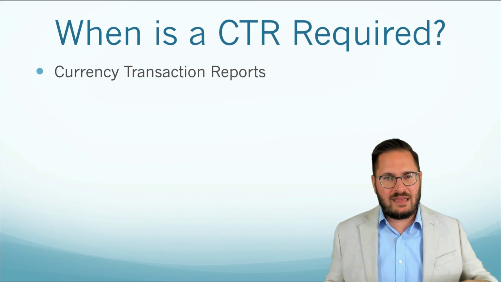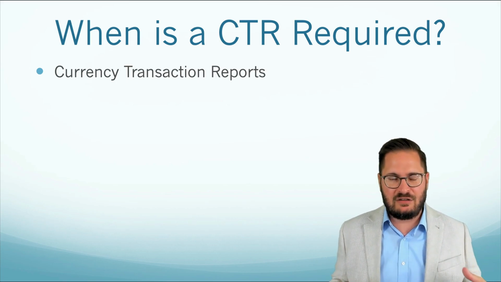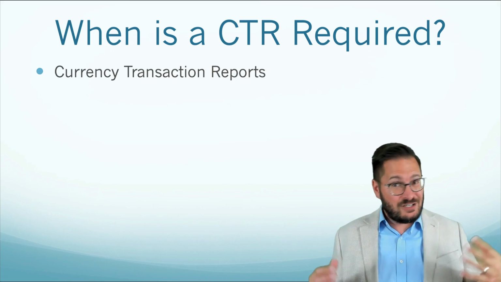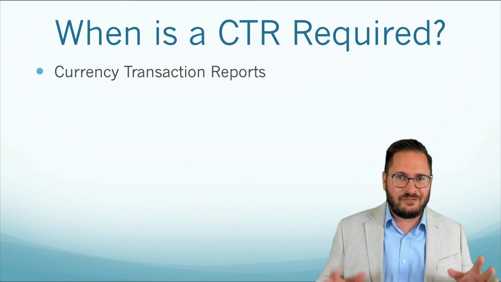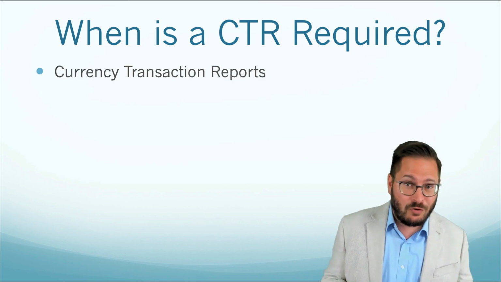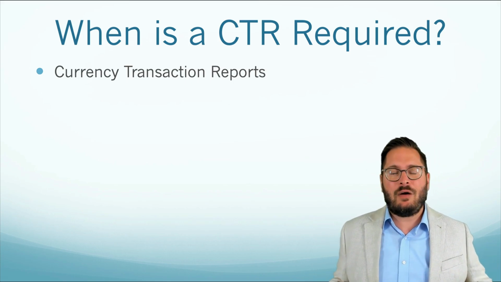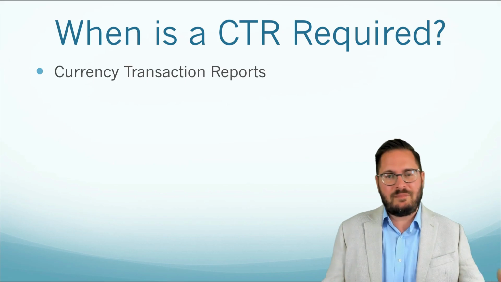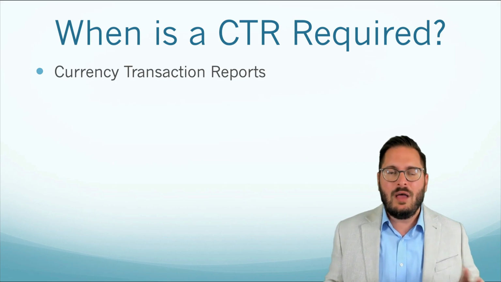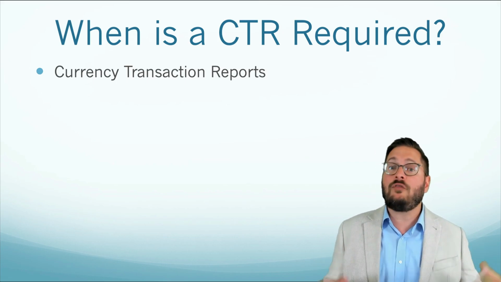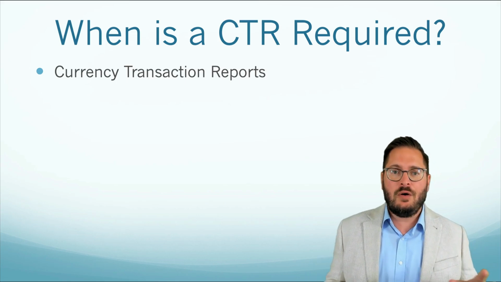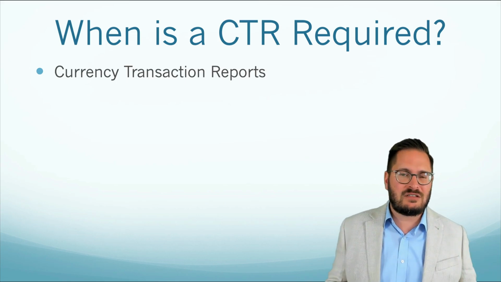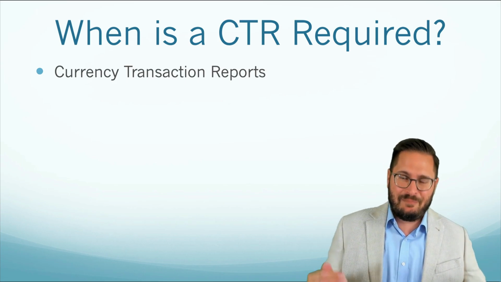And this is a report that financial institutions, banks, and credit unions are required to send to a division of the government, a division of the IRS called FinCEN, the Financial Crimes Enforcement Network. And they're required to send this form anytime a customer, whether a business entity or an individual, brings in currency over a certain dollar threshold.